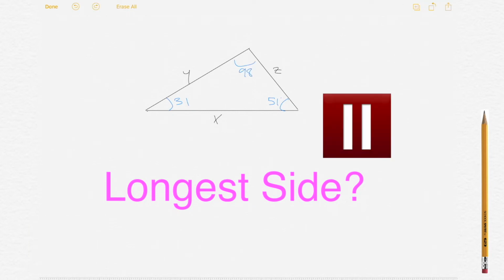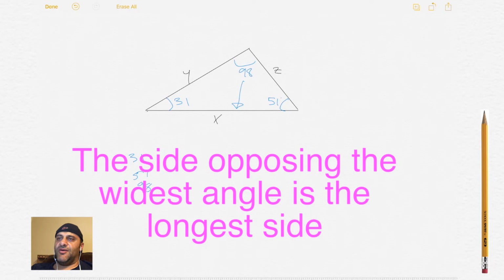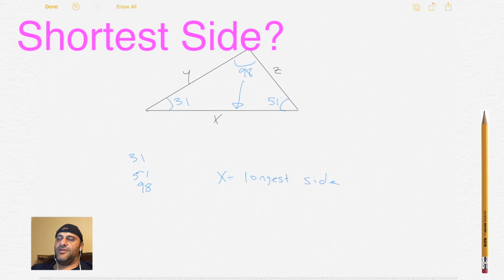Try this on your own real quick. What is the longest side of those three? I hope you tried it on your own. The rule is the side opposing the widest angle is the longest side. So here we have 98, and that opposes side x. So side x is the longest because it opposes the widest angle.